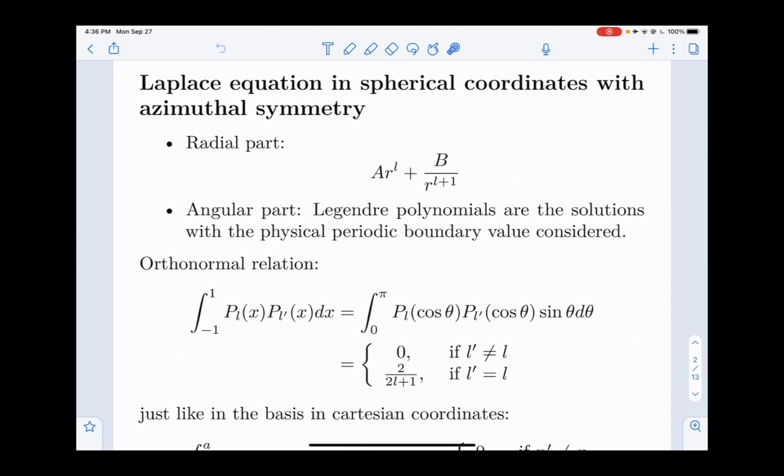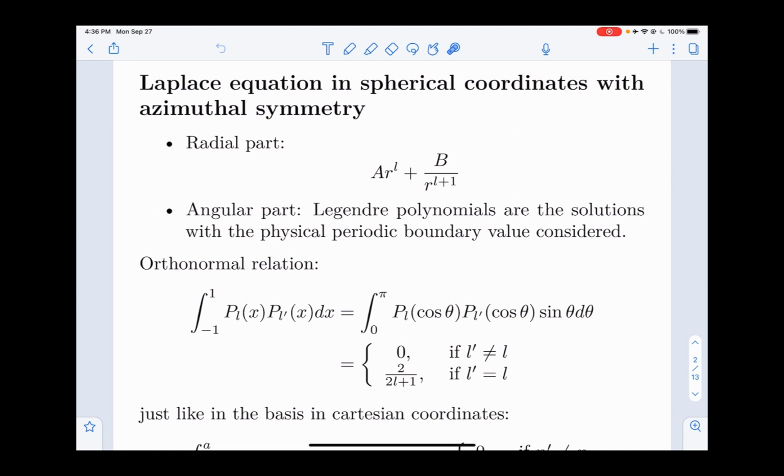And we also solved the angular part, but we didn't go into the steps of how to solve that. I just gave you the solution, and the solution was the Legendre polynomial, and I just claimed that they are the physical solutions that you should be using. So the solution is P_l of cosine theta, and this P_l of cosine theta is really special.